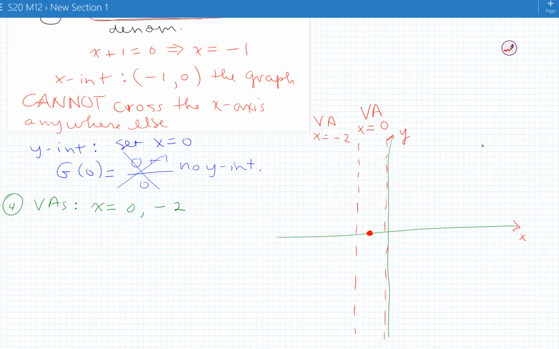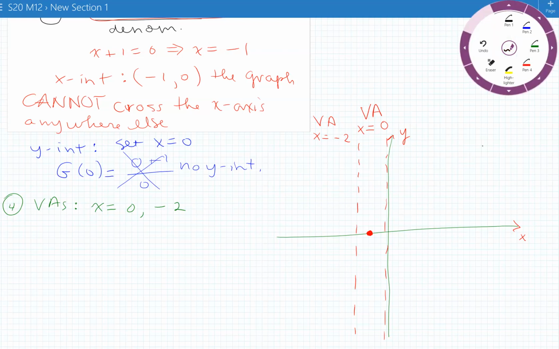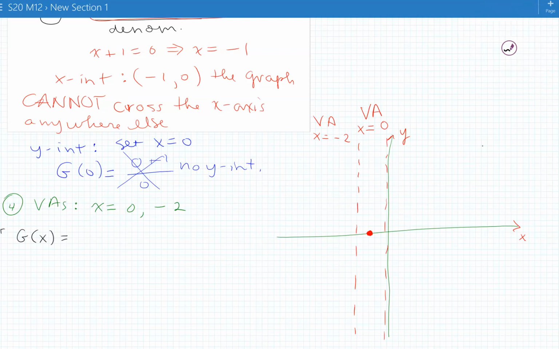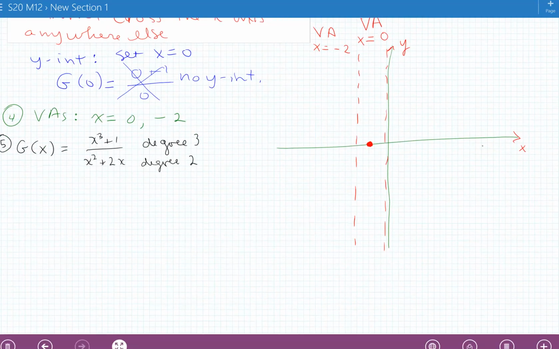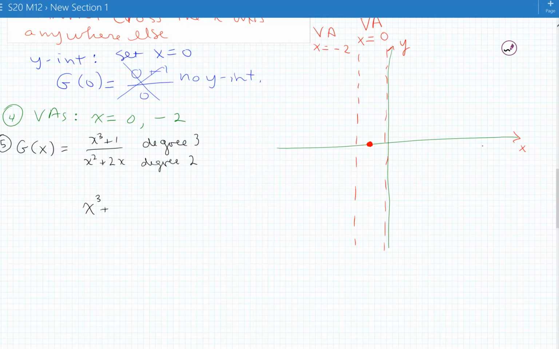Okay, so now we're going to look for any horizontal or oblique asymptotes. Well, g of x has a degree 3 numerator and a degree 2 denominator. So this is the case where you have a slant asymptote or an oblique asymptote. And so you have to do polynomial long division to figure out the equation of the slant asymptote.